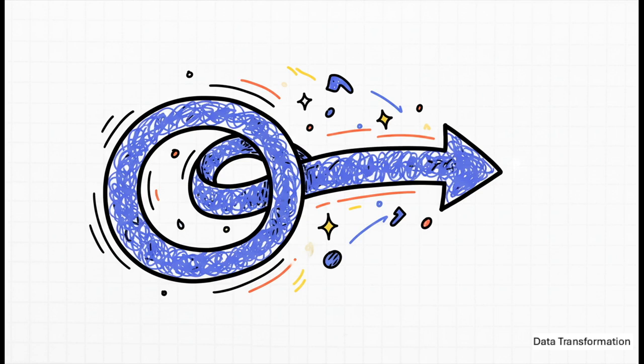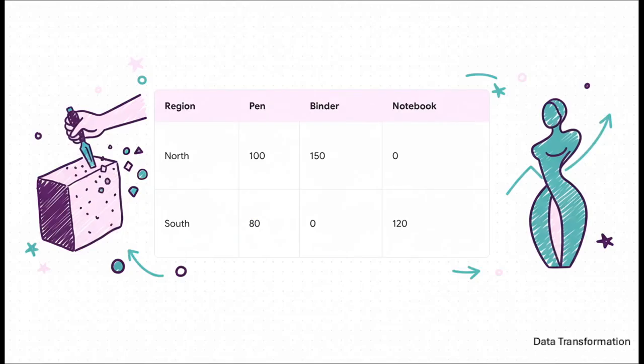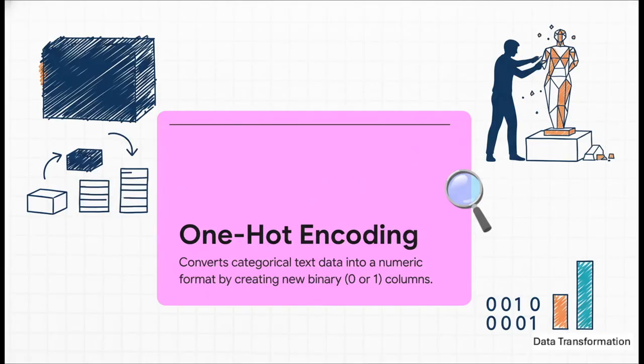But with the magic of pivoting, that long layout becomes this. See what happened? The different products from that one column, they each got their own column now. So every row is a region, and you can instantly see the sales for all the products, side by side. It's a total game changer for how you view the data. And hey, just for fun, if you ever need to go the other way, from wide back to long, that's called melting.